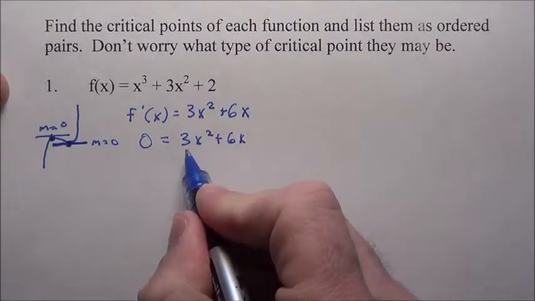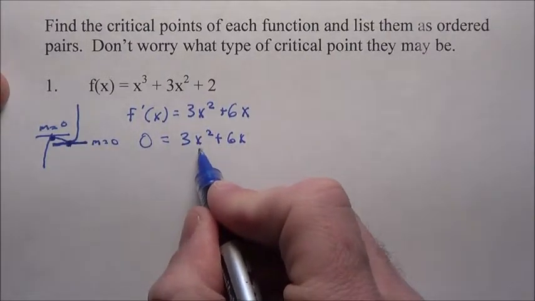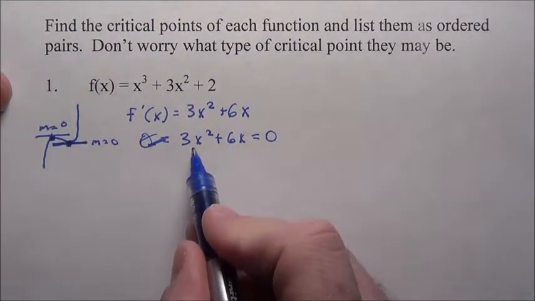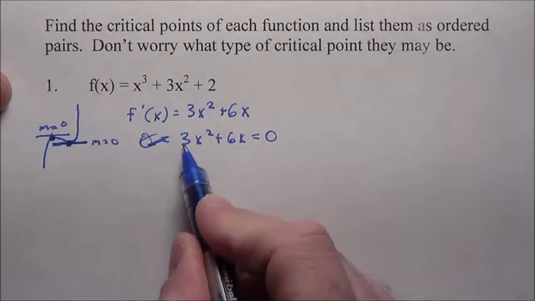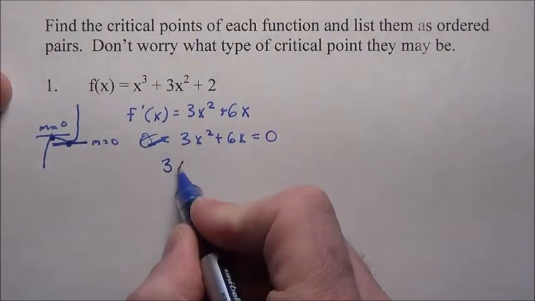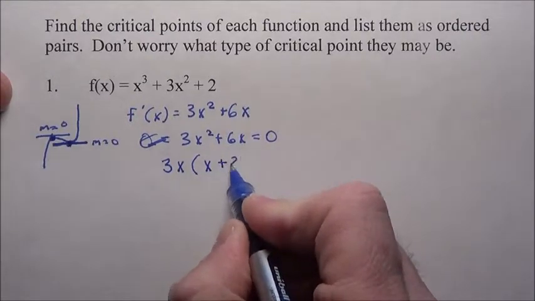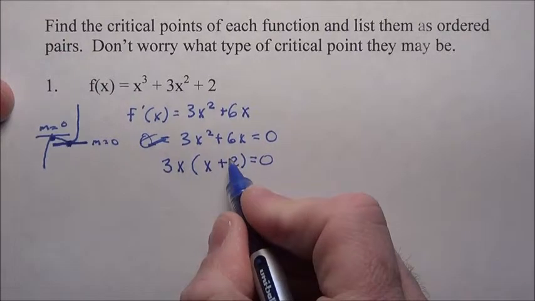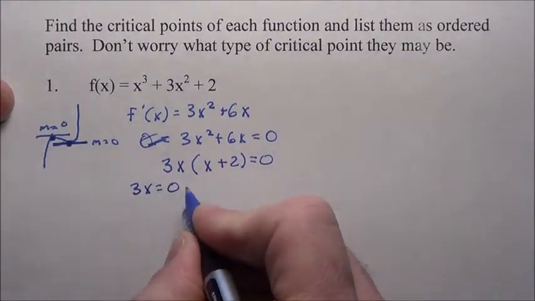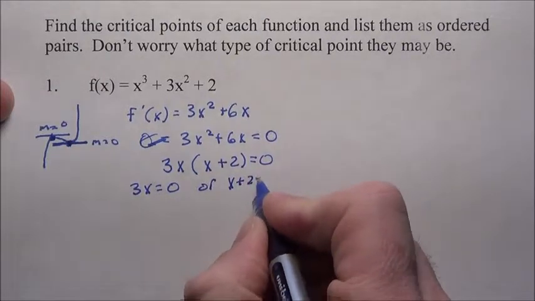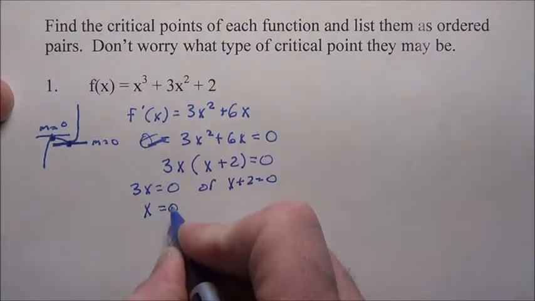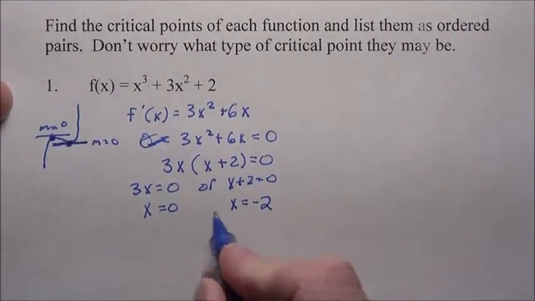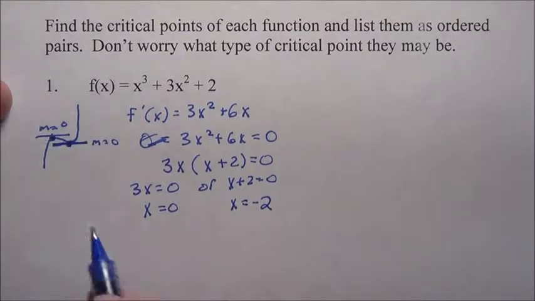So I go ahead and set it equal to 0. A lot of us are going to want to put the 0 over here because it's easier to see, and that's fine, no big deal. First, I'm going to factor out. I notice they both share a 3 and they both have an x. That leaves behind x plus 2 equaling 0. That means either 3x is 0 or x plus 2 is 0. Solving this, x is 0, and subtracting 2, you get negative 2. Here are two of your x values: 0 and negative 2.